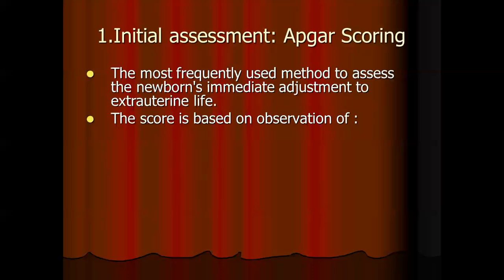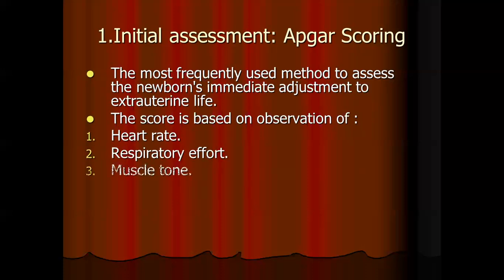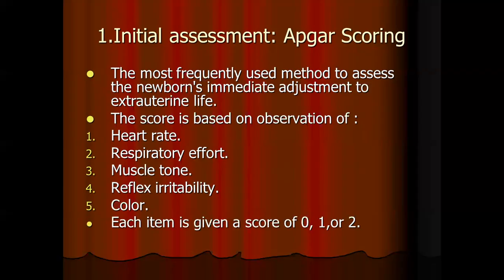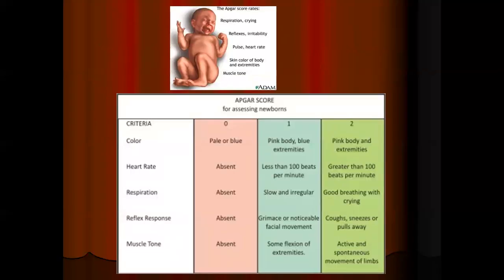The score is based on observation of heart rate, respiratory effort, muscle tone, reflex irritability, and color. So these are the 5 main things which will be observed to see that the child has adjusted to the extrauterine life. Each item is given a score of 0, 1 or 2. Clear?